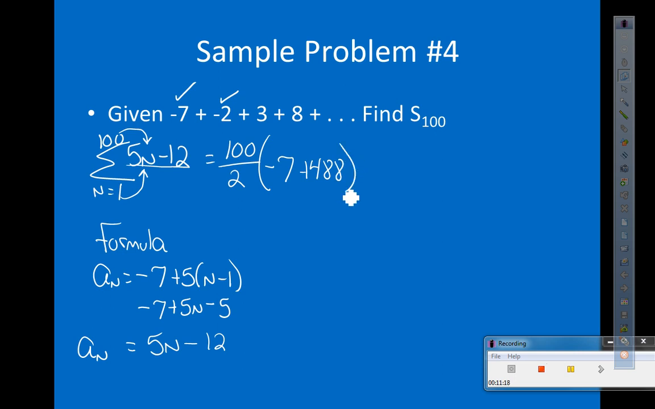If you run this through your calculator correctly now, I should get 24,050. That's what it is. I'll do one more example if this bad boy doesn't freeze up, just to show you, but that's the steps on your worksheet. Even if it's a word problem, write down the first few terms and follow these steps. So here's my next example.